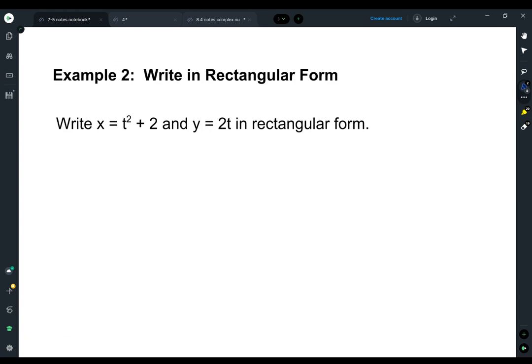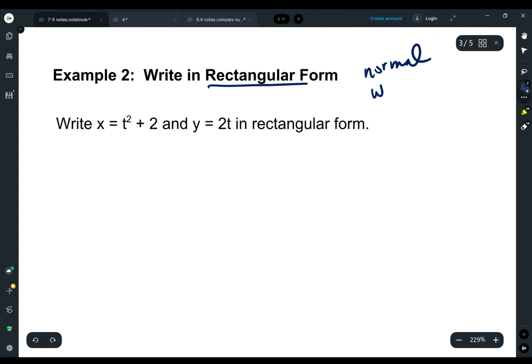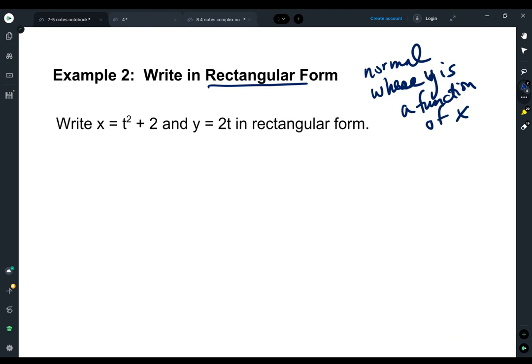So one of the things we care about then, now that we understand how to graph them, is what if I want to change something so it's not in parametric form? What if I want to have it in rectangular form? Rectangular is normal form where y is a function of x. So what if I want that back? How do I get that? So now that we understand kind of what they are and how they work and how to graph them, what if we want to convert something out of parametric?